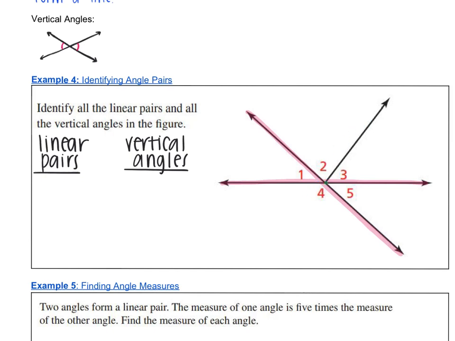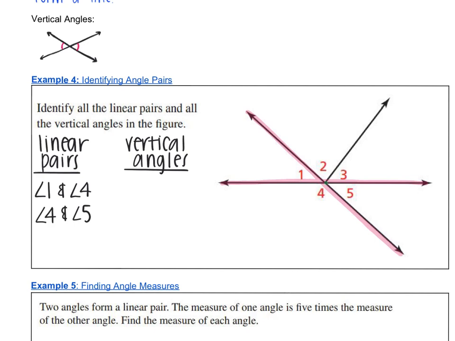What I do notice is that on this first line, 1 and 4 form that line. So my first pair would be angle 1 and angle 4. On my other line right here, on the top, I have 3, 2, and 1. So 3 angles would not be a pair, so that's not gonna work. On the other side, I have 4 and 5. Angle 4 and angle 5 are a linear pair. So those are my two linear pairs.